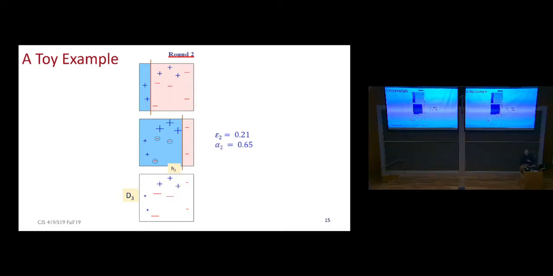But now epsilon 2 is 0.21. And the reason is that these 3 circled examples weigh less now because I shrank their size in the previous round. So now epsilon is 0.21. If you do the math, you will see that alpha 2 is going to be larger than before, 0.65. Makes a lot of sense, right? So we know that alpha is going to grow when epsilon goes down, which intuitively says if your hypothesis is better, which means its error is smaller, the weight of the hypothesis, the alpha, is going to go up.